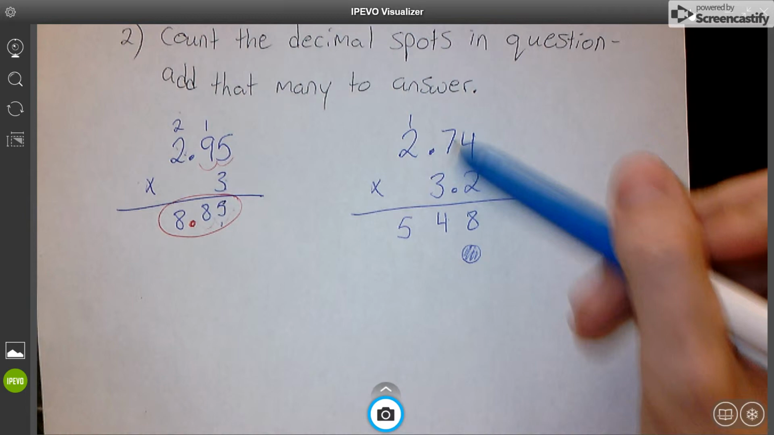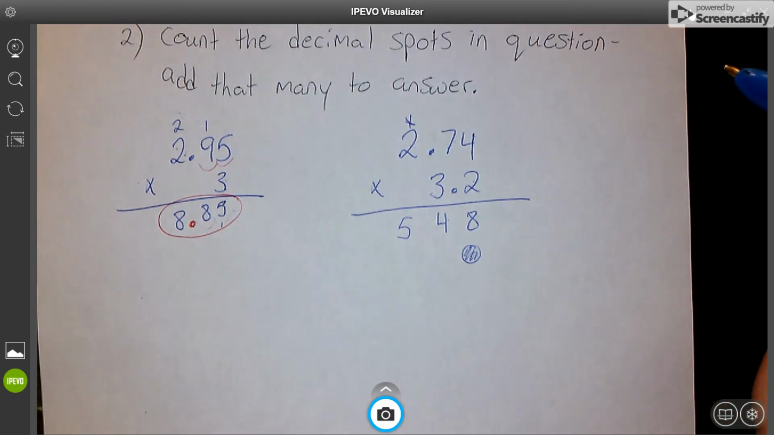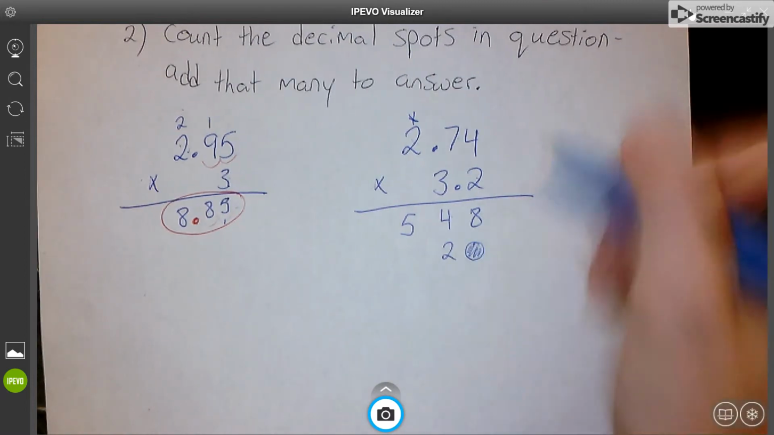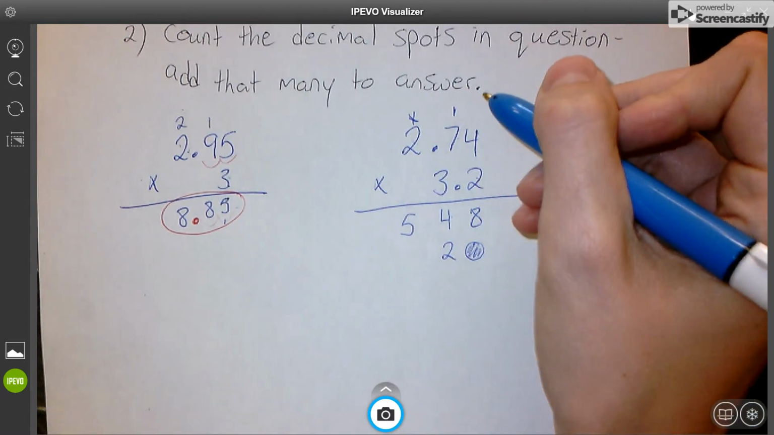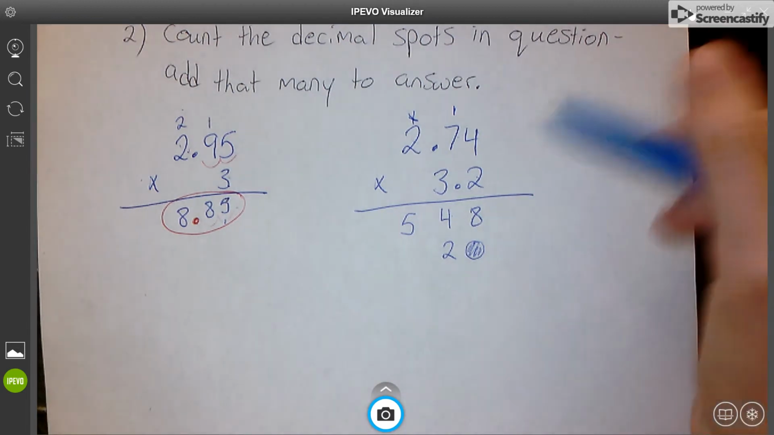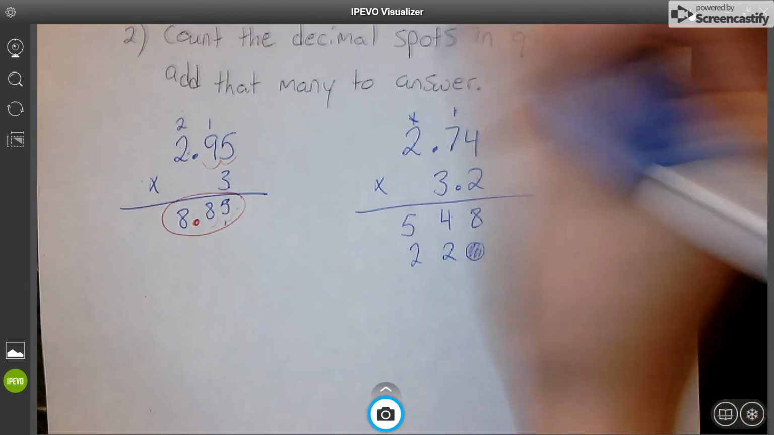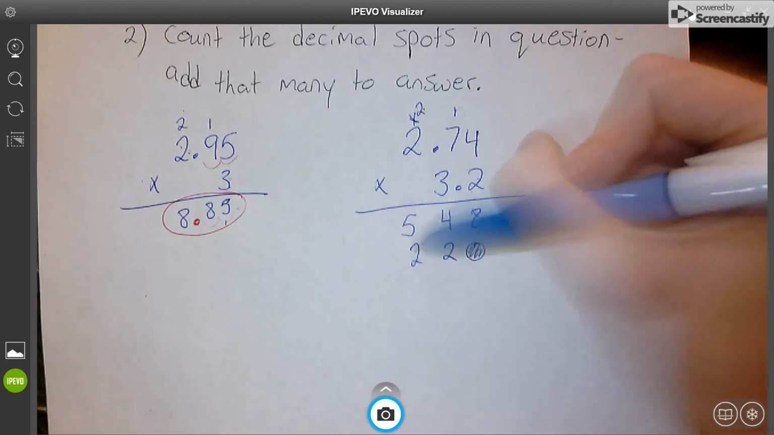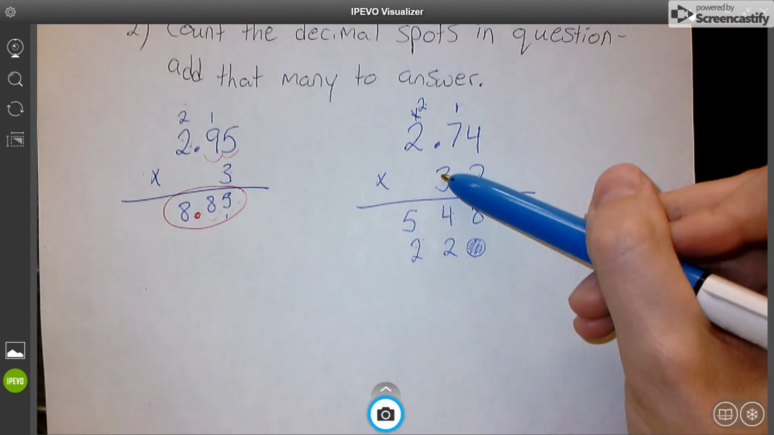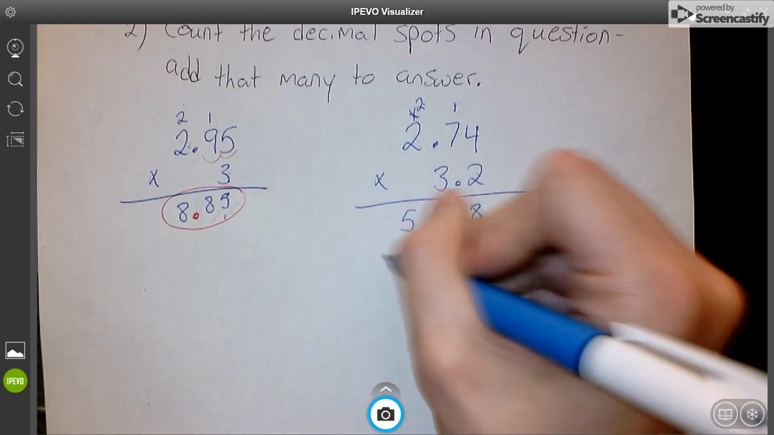So then it's 3 times everything. 3 times 4, 3 times 7, 3 times 2. I might want to get rid of this 1 because I don't want to get him confused with anything else. Okay, so we got 3 times 4, which is 12. So the 2 can stay. The 1 must carry. Your 3 times 7 is 21, plus your 1, which is 22. So the 2 can stay, and the 2 must carry. And then I'm on to 3 times 2, which is 6, plus 2, which is 8.